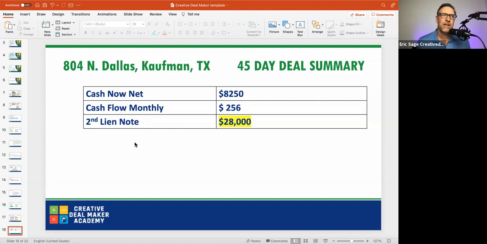Right. I don't want to get ahead of the deal here, but how many of these deals would you need to do to get to $10,000 a month at $256 in cash flow? And now keep in mind, this 256 on average is pretty low for what we typically make. But I mean, it's only 40 deals.